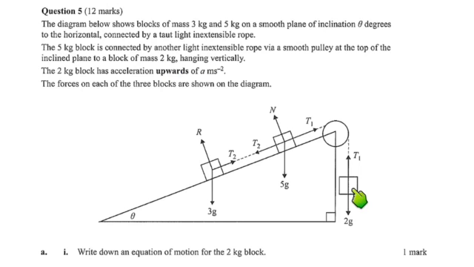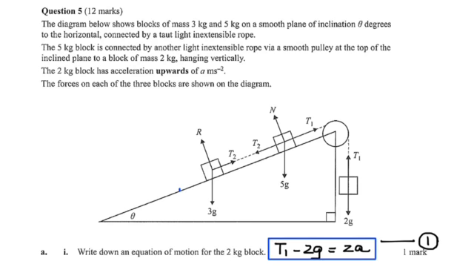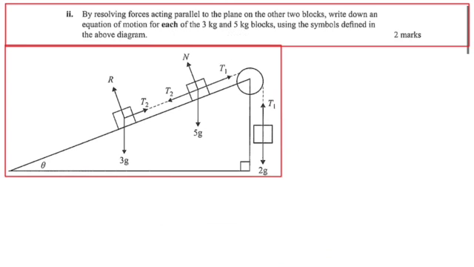The 2 kilogram block has an acceleration upwards of a meters per second squared, alright? The forces on each of the 3 blocks are shown in the diagram. Write an equation of motion for the 2 kilogram block for 1 mark. That's so easy. That's just going to be T1 minus 2g equals 2a. Excellent job. Okay, onwards, ever onwards, guys.